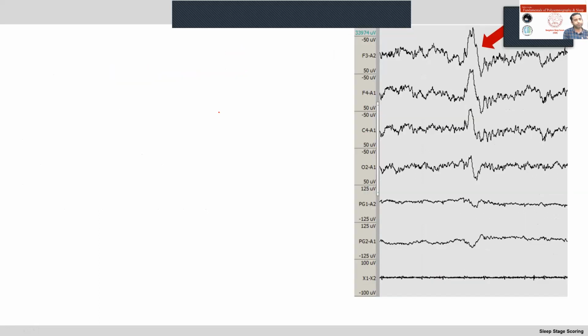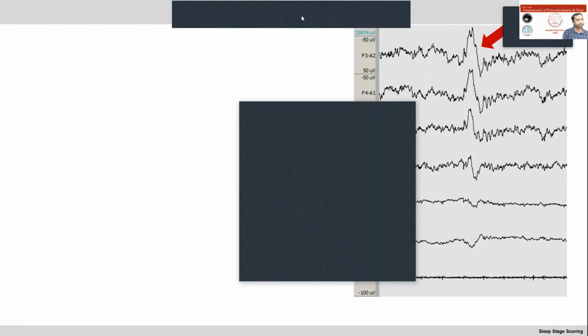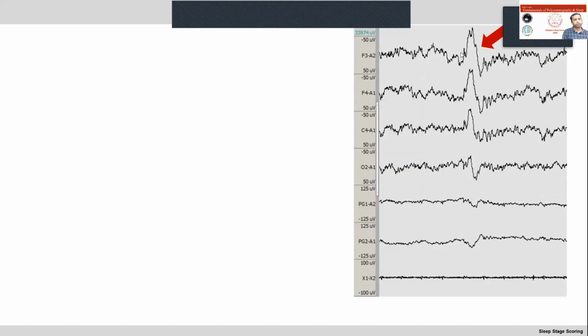Now, K complex. So this is a K complex, mainly prominent in the frontal region. And what is a K complex? It is also indicative of stage N2.